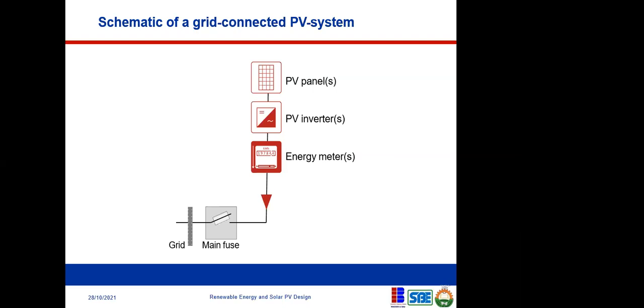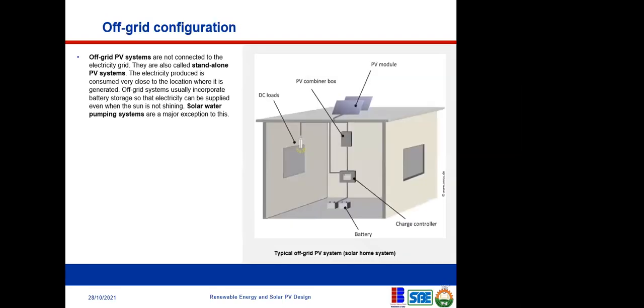So this is just a simple configuration of a grid connected PV system. Now this one is an off-grid PV system. They are not connected to the electricity grid. They are also called standalone PV systems. The electricity is consumed very close to the location where it is generated, just like putting it on your roof and then you consume it right there in your home.